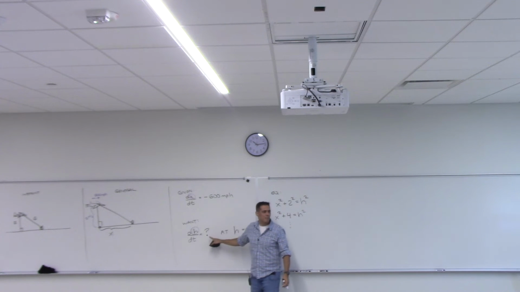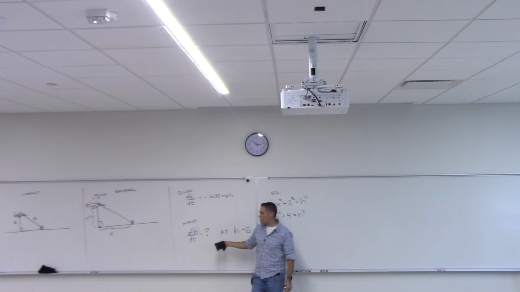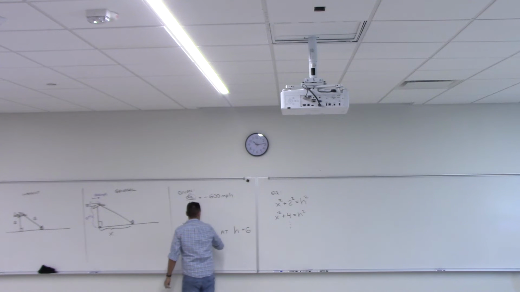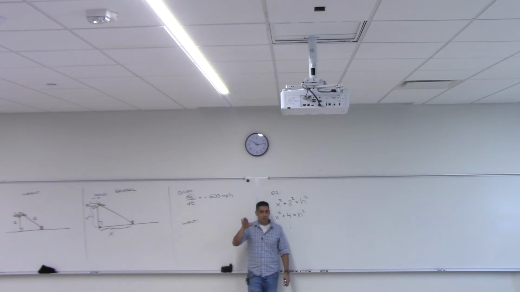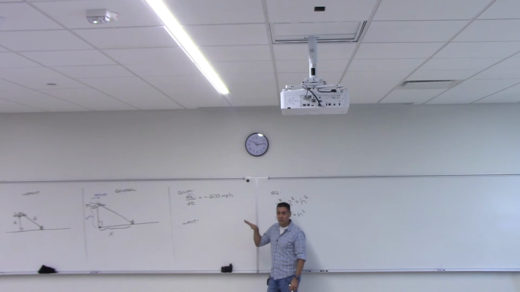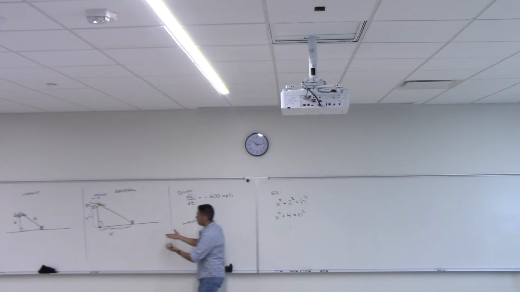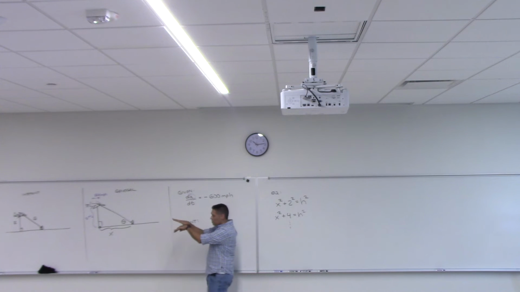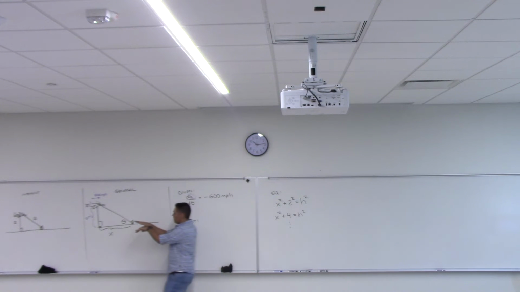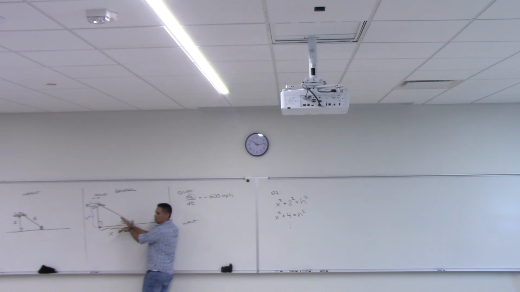But I'm not talking about h anymore, right? What am I talking about? Theta, right? I want to know how fast the angle of the radar station tracking the plane is changing. So theta, but where's theta? Right here, right? I'm going to call this theta. That's the angle of the radar station tracking the plane, right? And so as the plane goes over, that angle is changing.